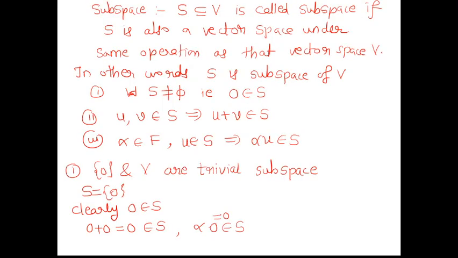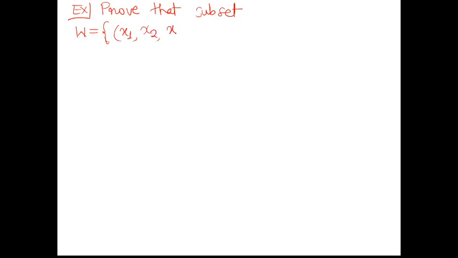Now, let us see some examples. As we know, in order to check whether a given set is a subspace, we have to verify these three conditions. So let us see one example. First example on subspace. It is given: prove that the subset denoted by W is equal to the set containing elements x1, x2, x3, that is triplets, which are definitely elements of R cube.